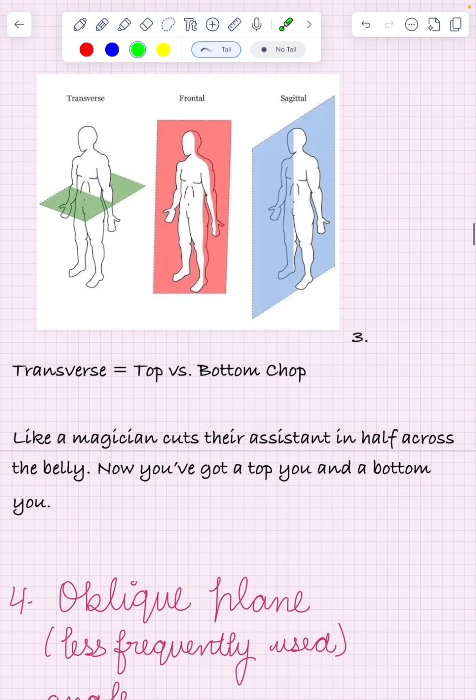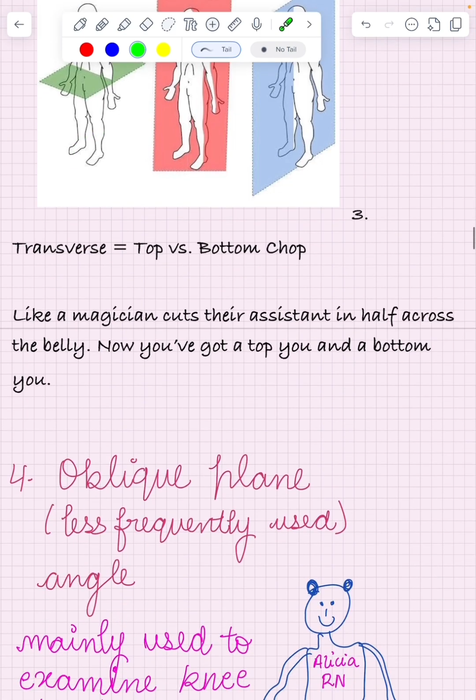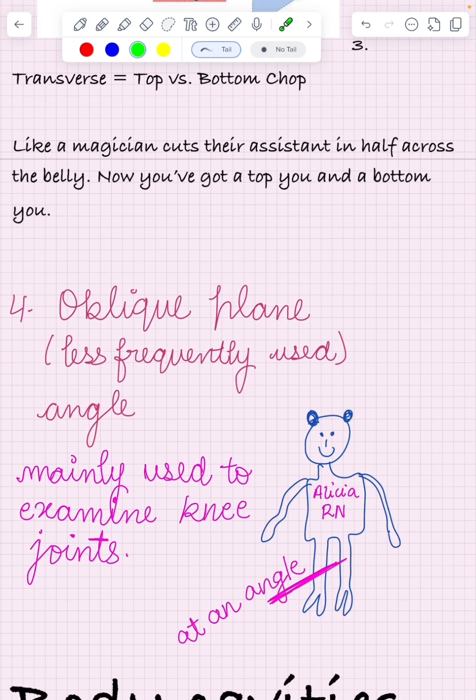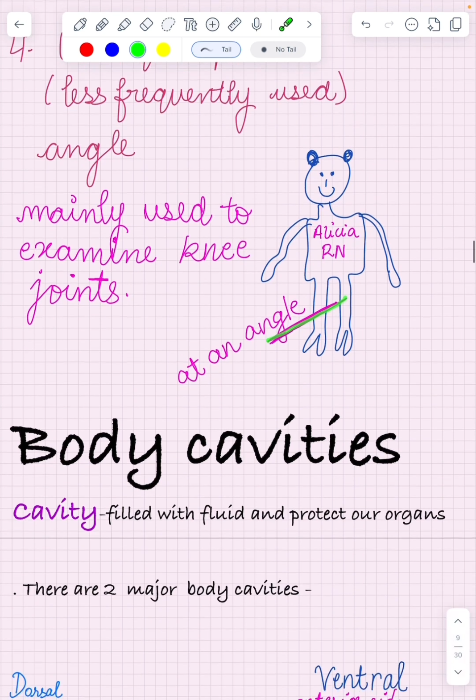The next is transverse plane. The transverse plane cuts the body into top and bottom. So this is top and this is the bottom. The oblique plane is mainly used to examine the knee joints, where it cuts the body at an angle.